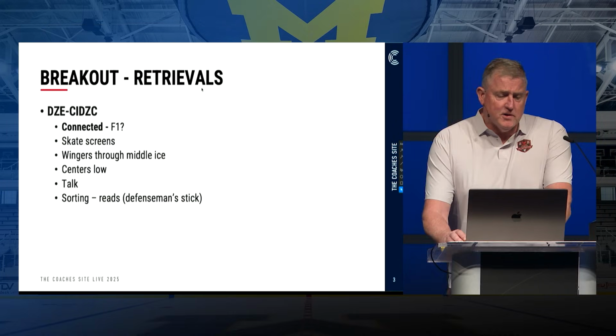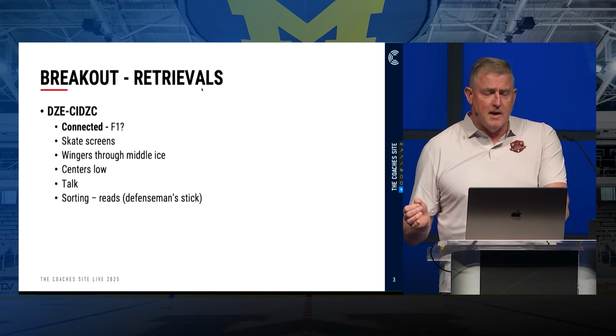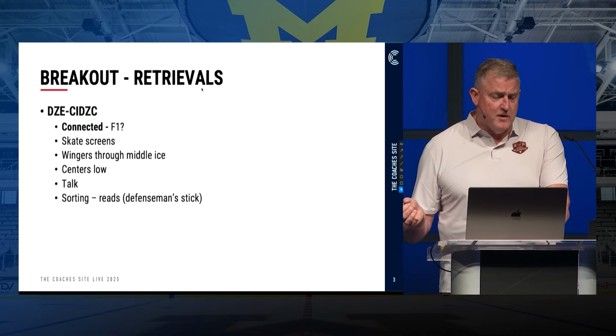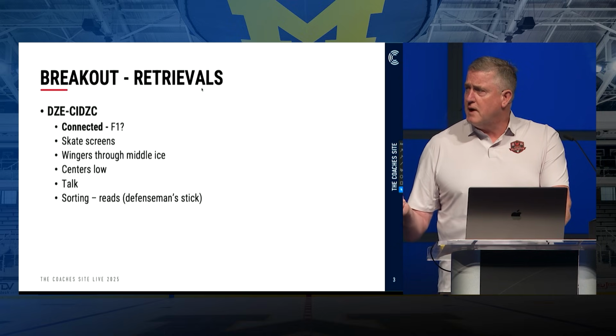So coming to the D zone entry. The term we use is connected. You have to be connected coming through the neutral zone back into your D zone. And we use a term called skate screens. And that means you have to get in front of the forward, or the attacking forward, that's trying to establish the forecheck.